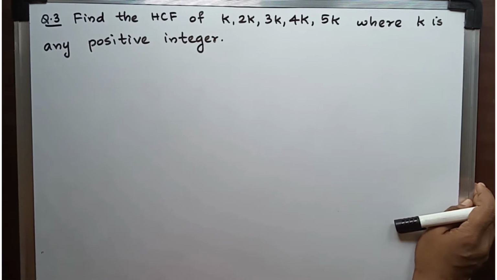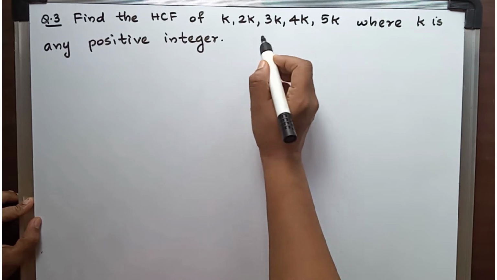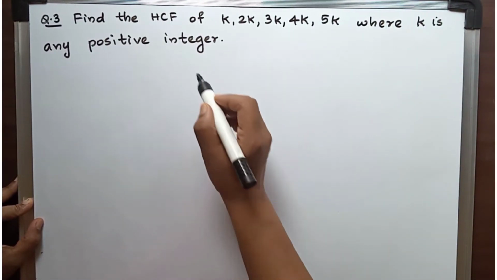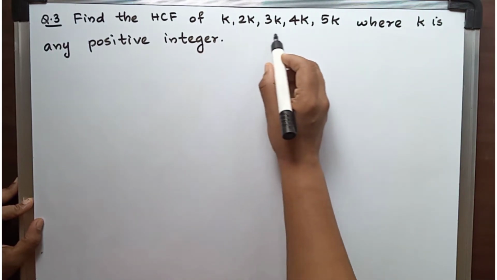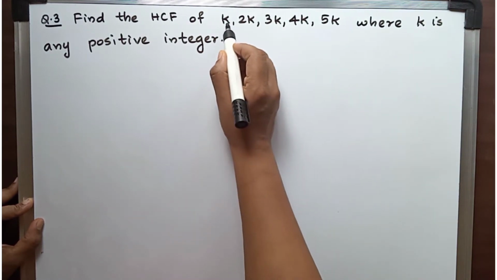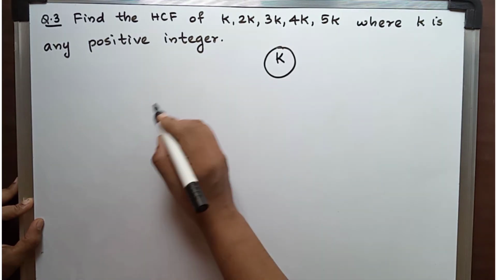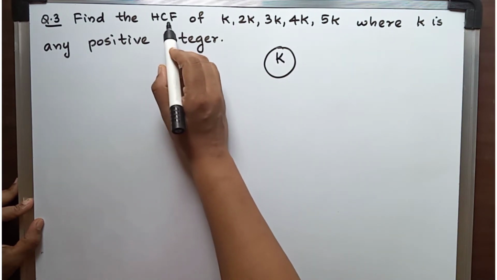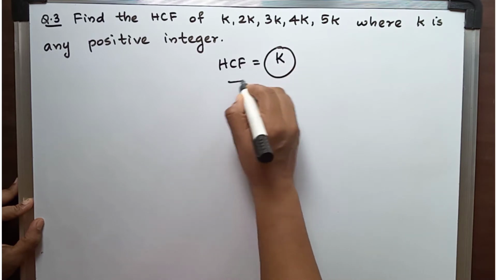This is our third question. Find the HCF of k, 2k, 3k, 4k, 5k, where k is any positive integer. See, here all the given numbers are a multiple of a single number, right? K is coming commonly in all these numbers, means the highest common factor will be k itself. So the answer is, HCF is k.